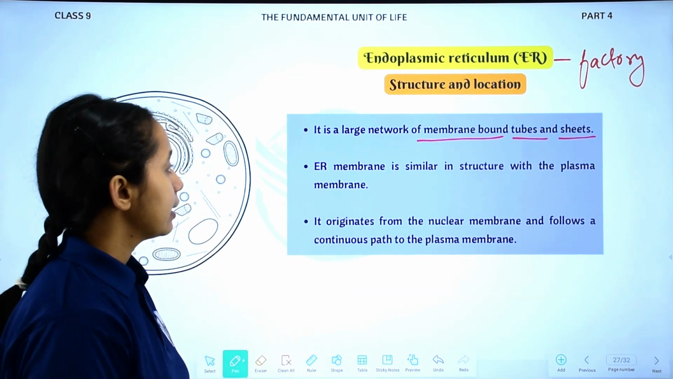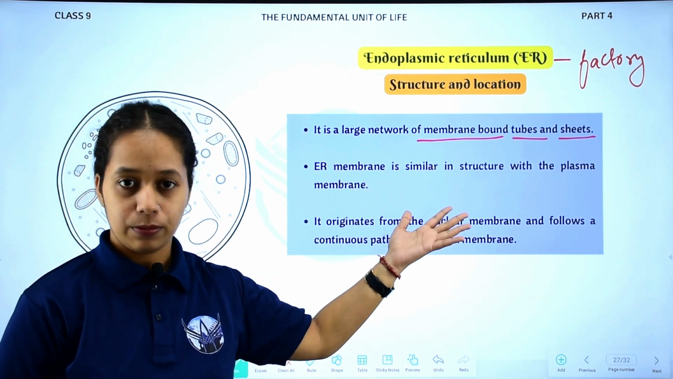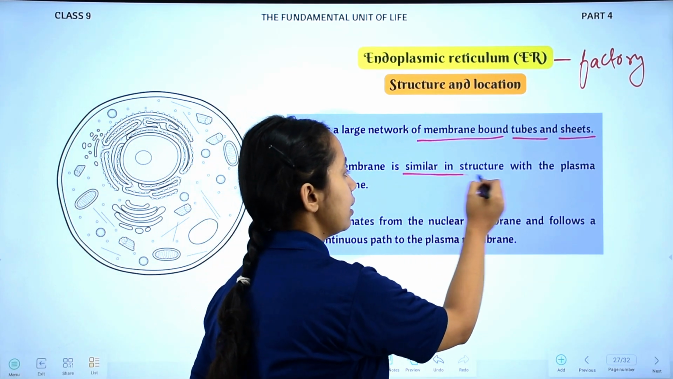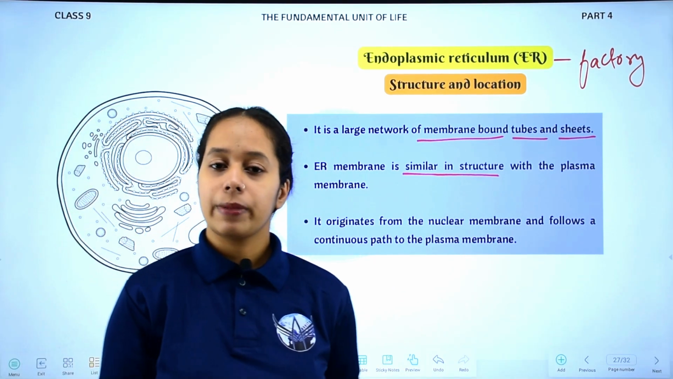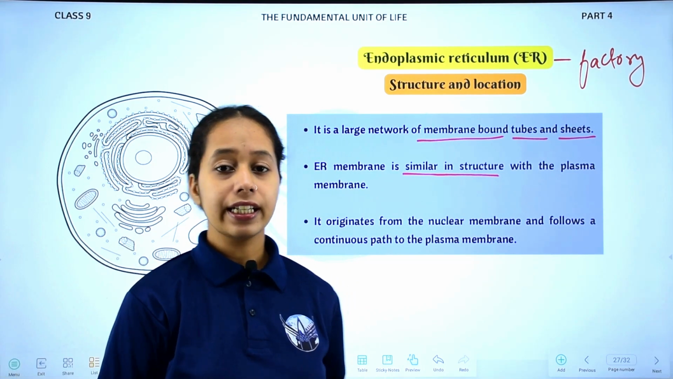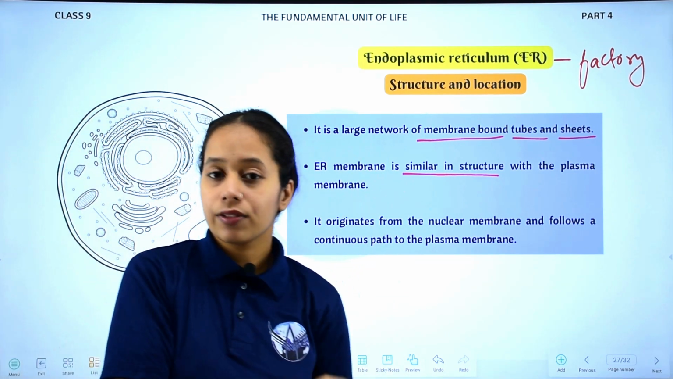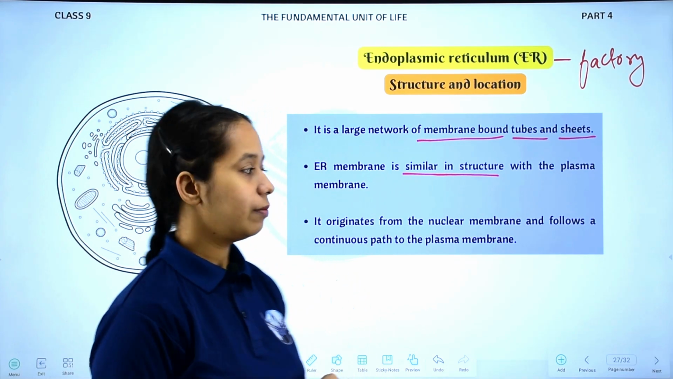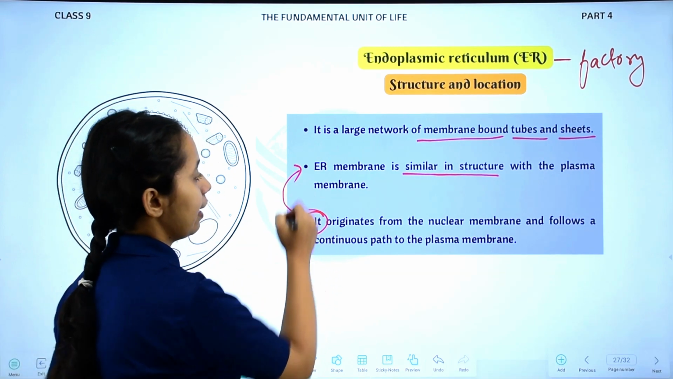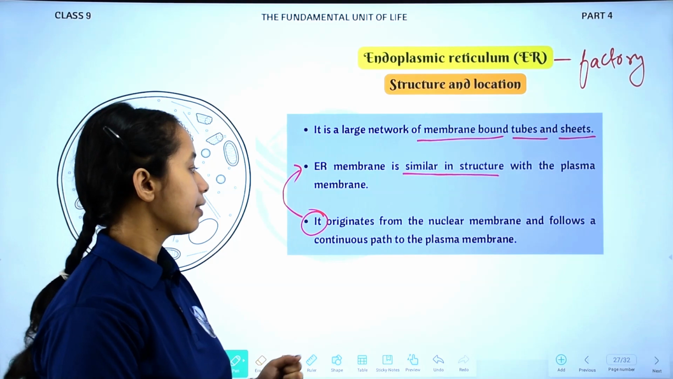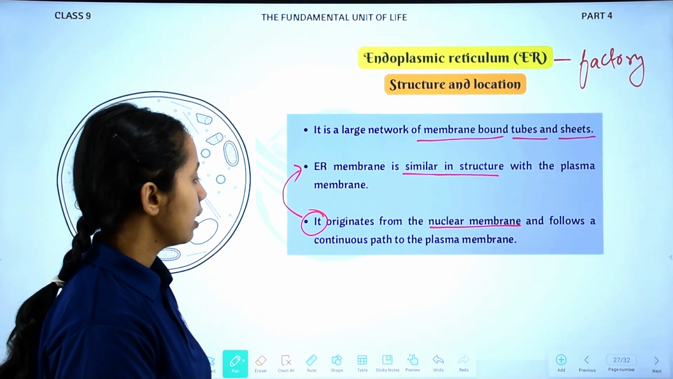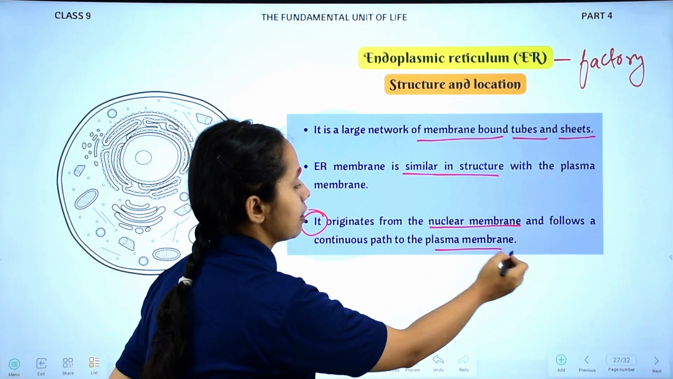The ER membrane is similar in structure to the plasma membrane. Just like the plasma membrane separates the inside of the cell and the outside of the cell, similarly the ER membrane will also separate the inside of the ER and the outside of the ER. They are similar in structure. Endoplasmic reticulum originates from the nuclear membrane and follows a continuous path to the plasma membrane.